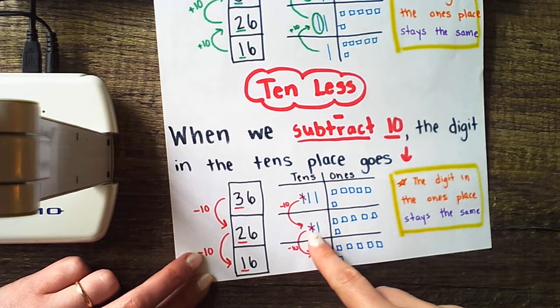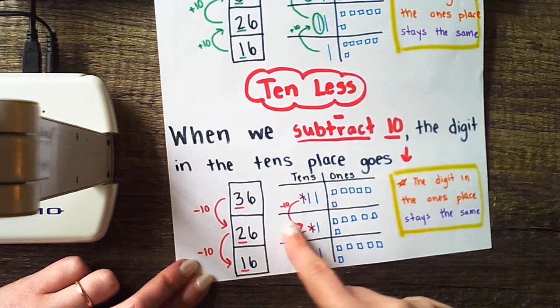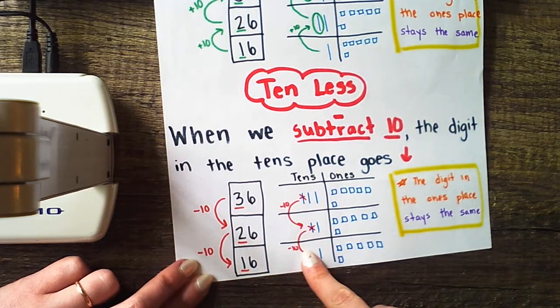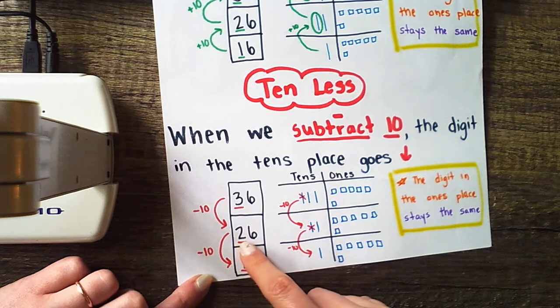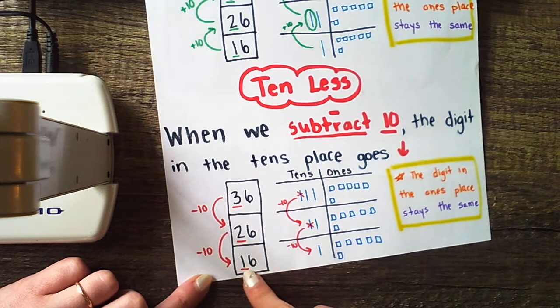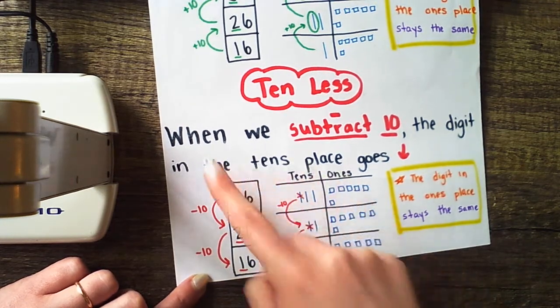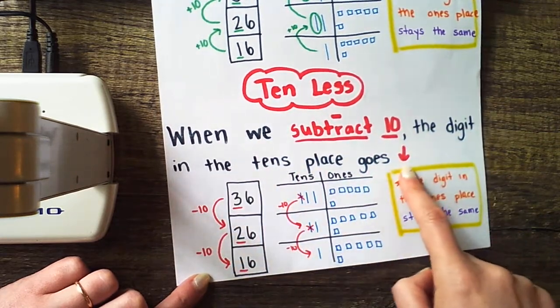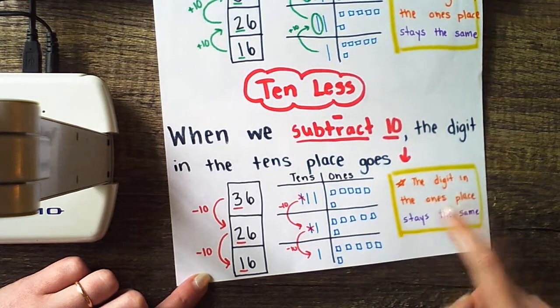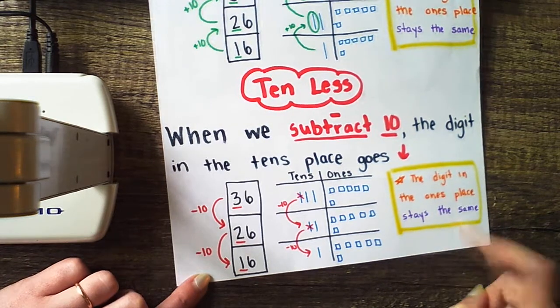If I want to know what happens when I start at 26 and I take 10 less, well, I'm getting rid of a 10. Now instead of 2 tens, now I've got 1 ten. Instead of 2 tens and 26, now I've got 1 ten. When we subtract 10, the digit in the tens place goes down by 1. The digit in the ones place stays the same.